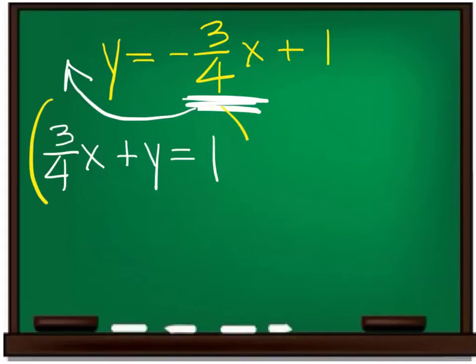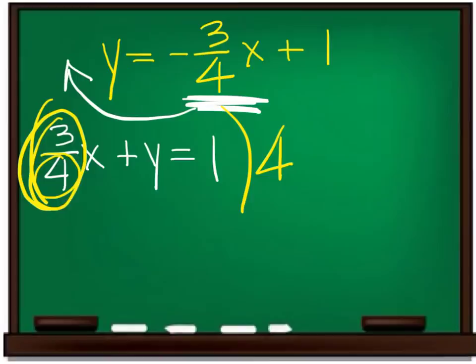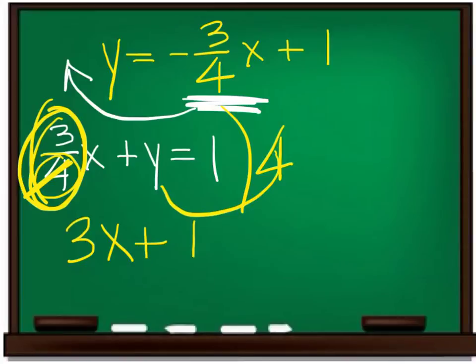But you are not allowed to have fractions anywhere in standard form. If you end up with a fraction, you must multiply everything in the equation by the denominator of the fraction. So multiply everything by 4. When you multiply 3/4 by 4, the 4's cancel out, leaving you with 3 on the top. And then 4 times y, and 4 times 1.